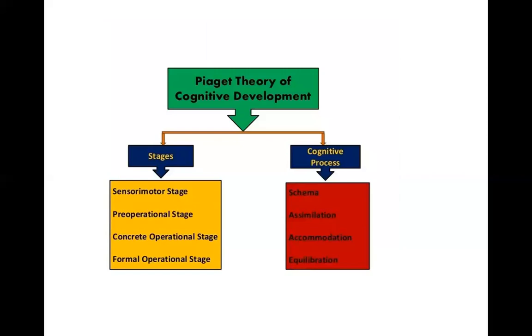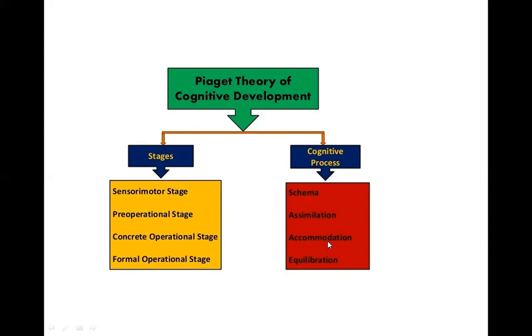Here is given Piaget's theory of cognitive development. Look, these are the stages and this is the cognitive process. According to Piaget, cognitive development depends on the stages, which are four stages. These are the four stages: sensory motor, pre-operational, concrete operational, and formal operational stage. And the cognitive process, which are the main words included in this: schema, assimilation, accommodation, and equilibration.